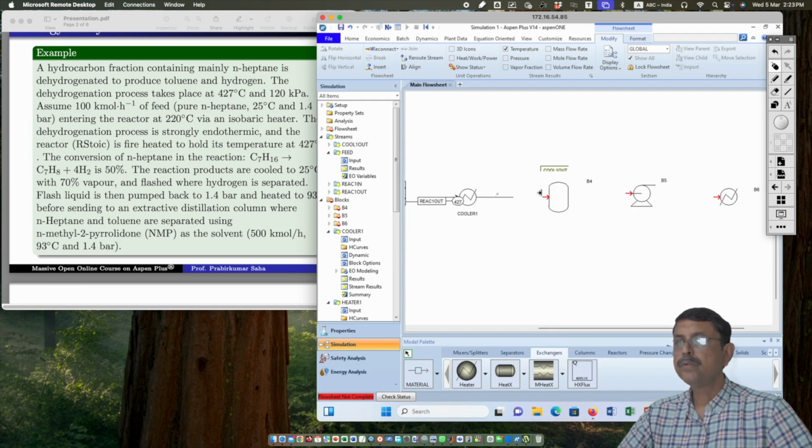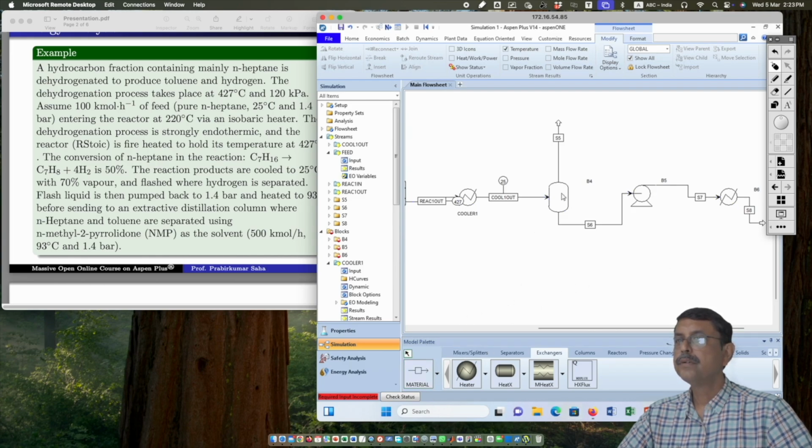So connect to this one, then connect. This is the hydrogen is separated. So this is the hydrogen line, and the flash liquid is pumped back to 1.4 bar. This is going to a cooler. Okay.